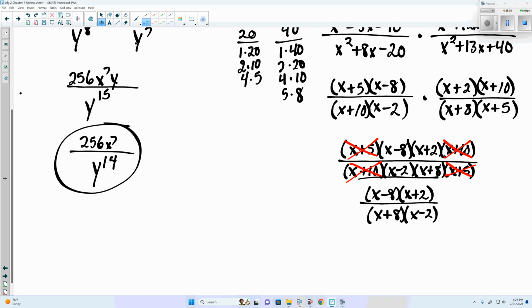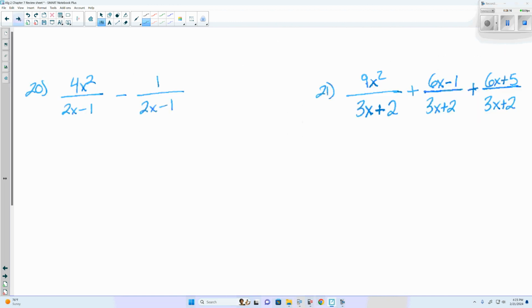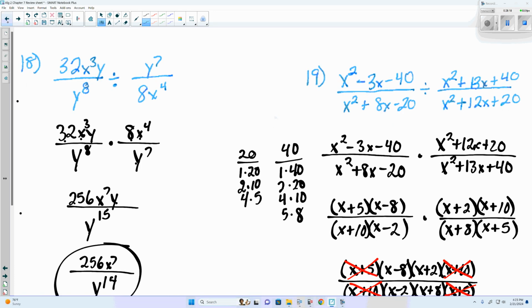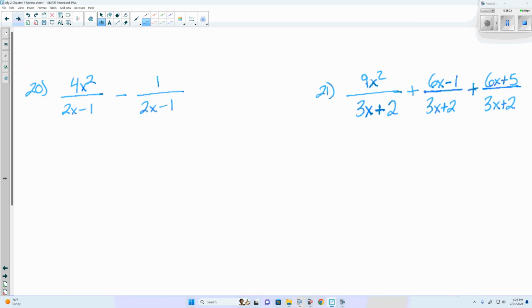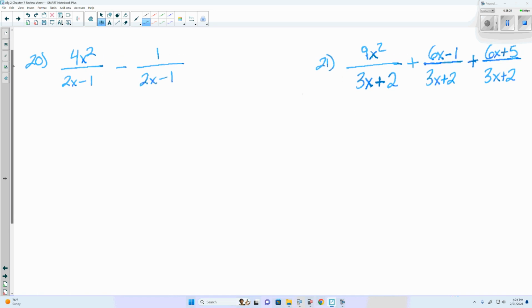minus 2. Now the order in which we write them doesn't matter. We just have to have the terms on top and bottom. And that's it. And for the most part, multiplication and division aren't too different. Division, we just have to keep change flip. And that's it.